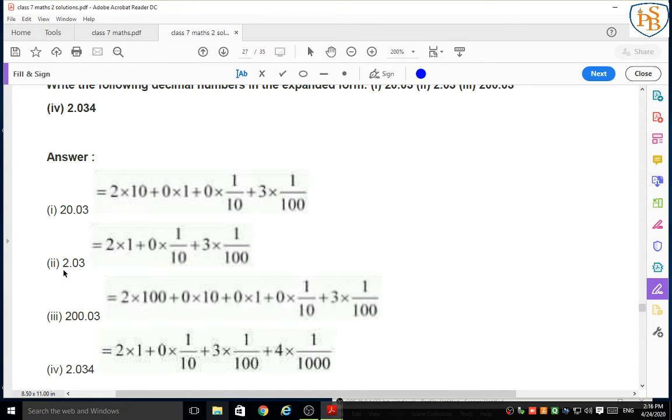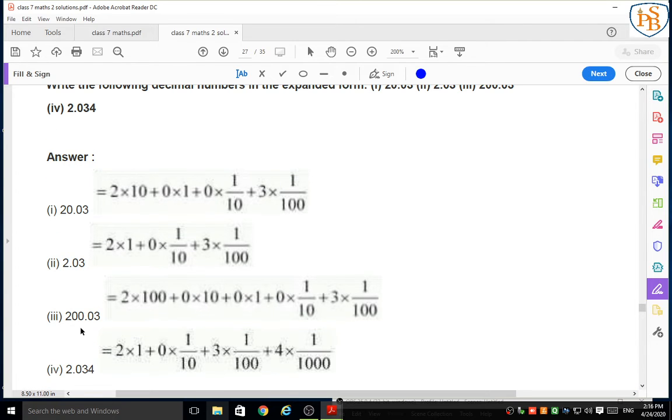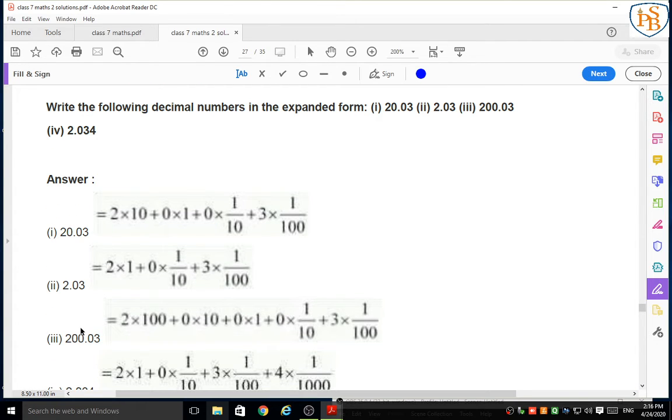So next is 2.03. Here 2 is at the 1's place, so 2 into 1 plus, after the point, 0 is at the 10th place, so 0 into 1 upon 10, and 3 is at the 100th place, so 3 into 1 upon 100. Like this, the other two sums you can also solve in your notebook. Just write this question and solve it in your notebook.